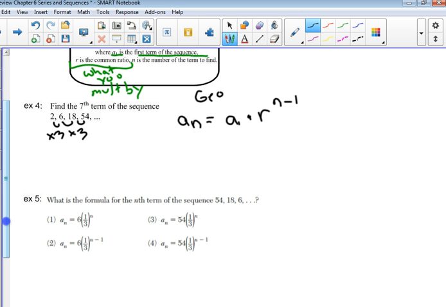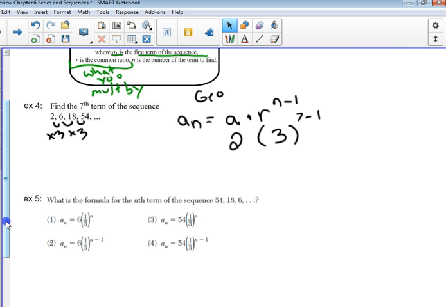Okay, so what's your a sub 1 going to be in here? 2. Good. Right. The r is your common ratio, which is multiplying by 3. What term do you want? 7 minus 1. 7 minus 1, awesome. Good.